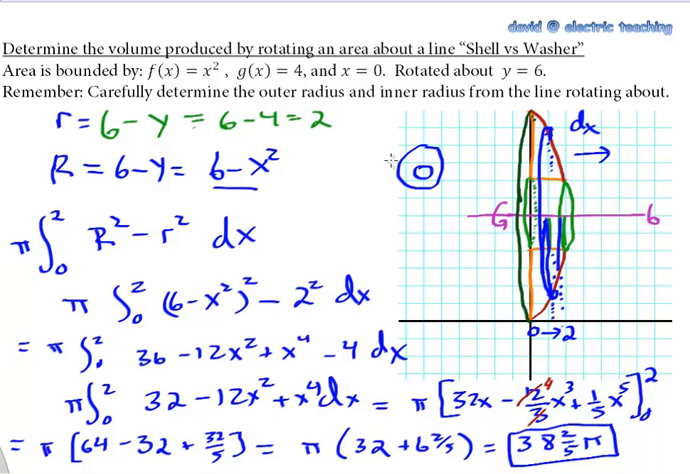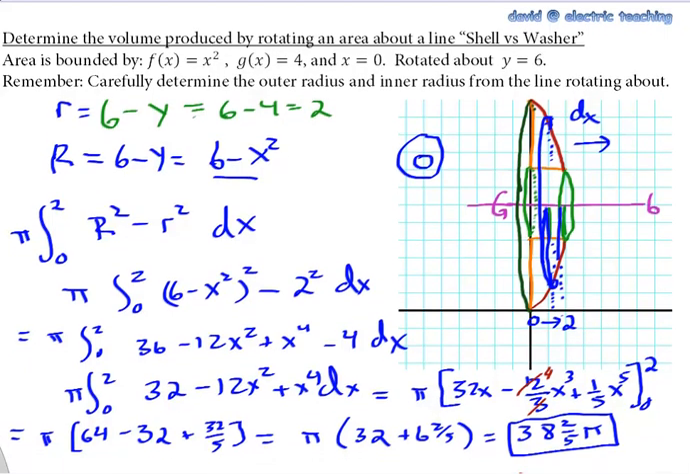rotating an area about a line. In this case, we've been rotating it about the line y equals 6. We just did the washer method in part 1, and we came up with an answer for our volume. And we want to try to compare this to doing it with the shell method.